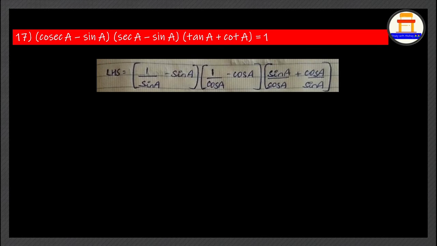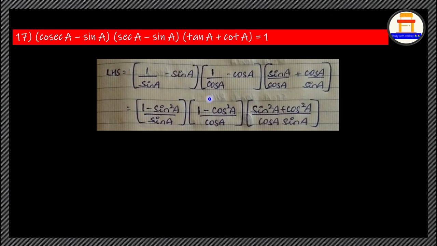Right, now let's take LCM for each. 1 plus sin A into sin A will become sin²A, divided by sin A. Then 1 minus cos A into cos A will become cos²A. Here sin A into sin A is sin²A plus cos A into cos A, cos²A, divided by cos A sin A.